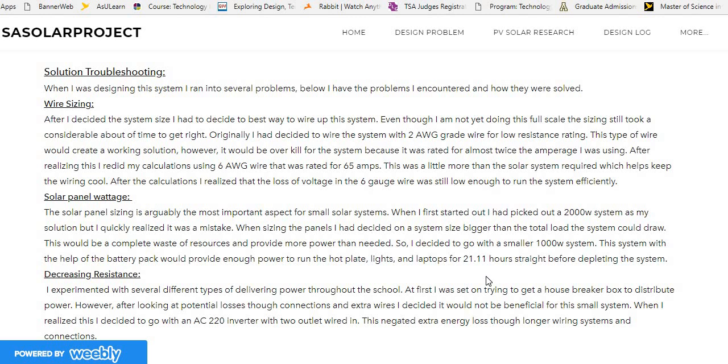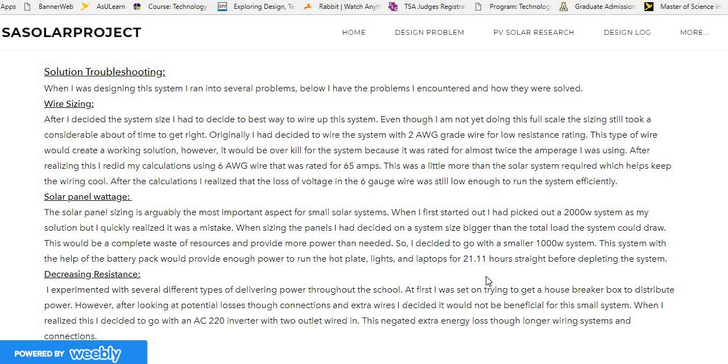This is a little more than the solar system required, but it also helps keep the wiring system cool and just kind of balance the load a little bit better on the system. And after the calculations, I realized that the loss of voltage in 6 gauge wire was low enough to run the system effectively, and really wasn't that much different than using the 2 AWG gauge wire.